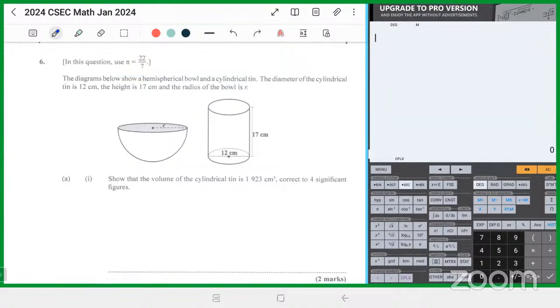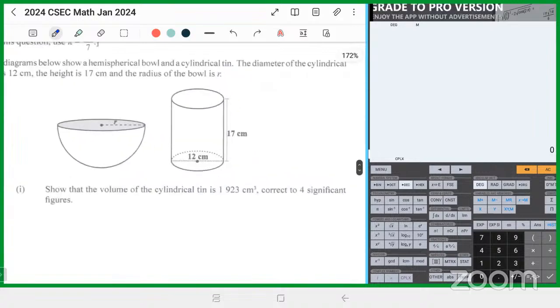And it says the diagram below shows a hemispherical bowl, that's half of a sphere, a hemisphere is half of a sphere, and a cylindrical tin. It says the diameter of the cylindrical tin is 12 centimeters, and we tend to work circular measure with radius. So I'm going to indicate right away that the radius of this tin is half of the 12, which is 6. I'm going to write that right here, so don't forget.